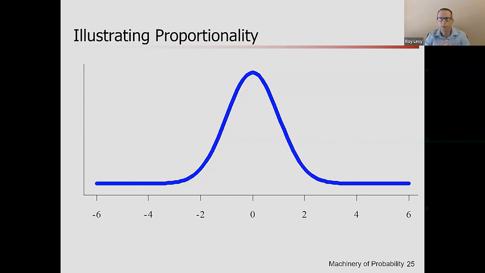So we're going to be using this notion of proportionality a lot later on. What I want to come across right now is that something that is proportional to a normalized distribution still conveys the meaning: which values are likely, which values are less likely.